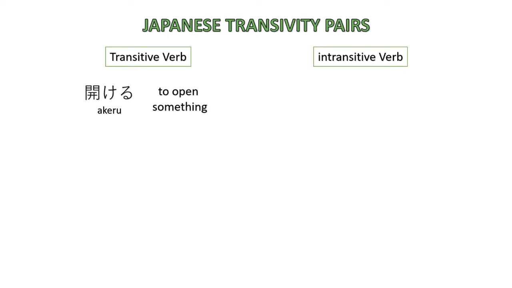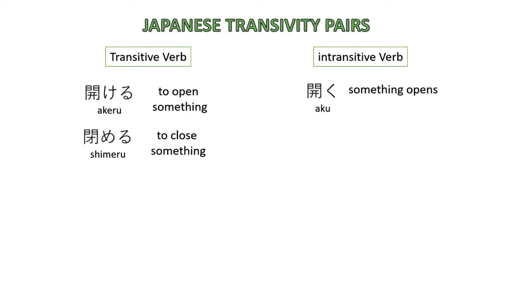Okay, for example, we have this transitive verb akeru, to open something. So again, a transitive verb has a subject and an object. So for example, I open a window. Okay? So akeru. And its intransitive counterpart is aku. So something opens. For example, the window opens and I did not open it. There is no subject. It opens by itself.